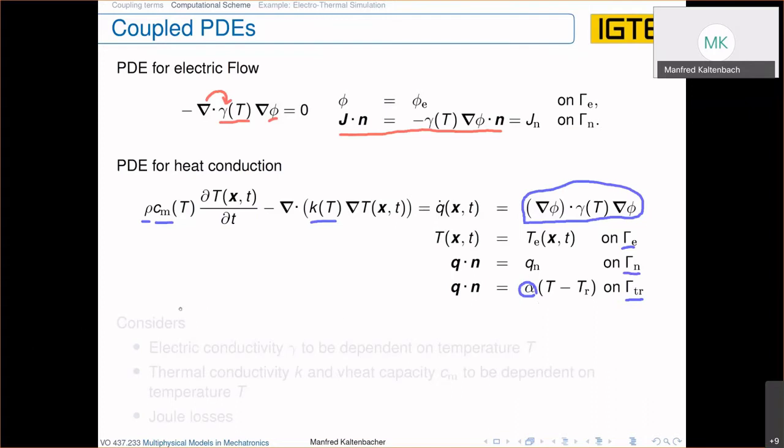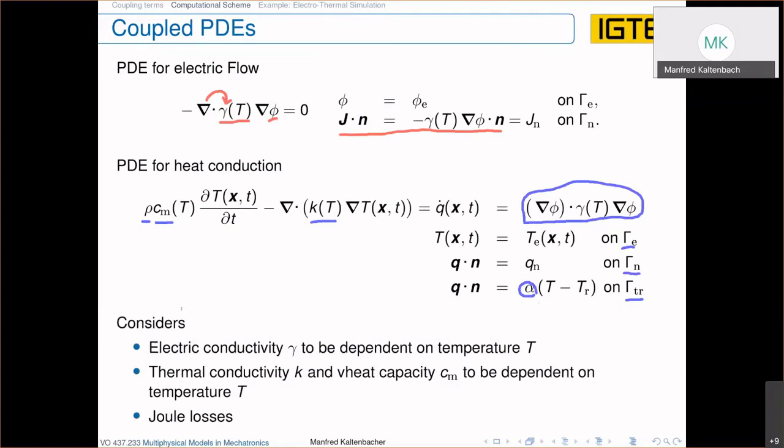Now, what we can see here concerning especially our material parameters. So we have here the electric conductivity, which depends on the temperature. So this is then a known quantity because we will do an iterative coupling between these two partial differential equations.